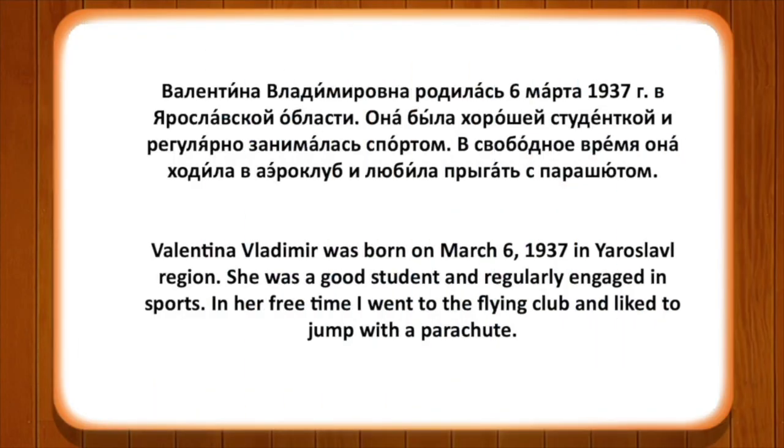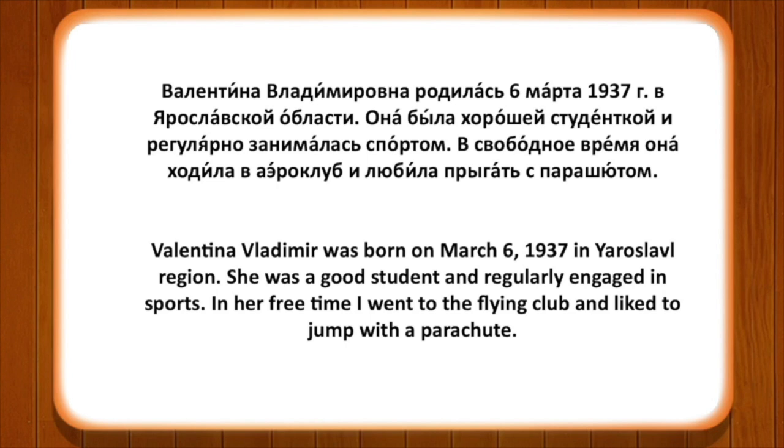Valentina Vladimirovna родилась 6 марта 1937 года в Ярославской области. Valentina Treshkova was born on the 6th of March, the year 1937, in the Yaroslavsky Oblast. Она была хорошей студенткой и регулярно занималась спортом. She was a very good student and regularly she practiced sports.